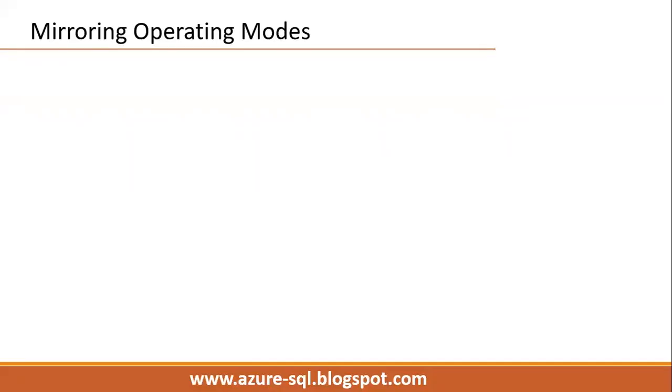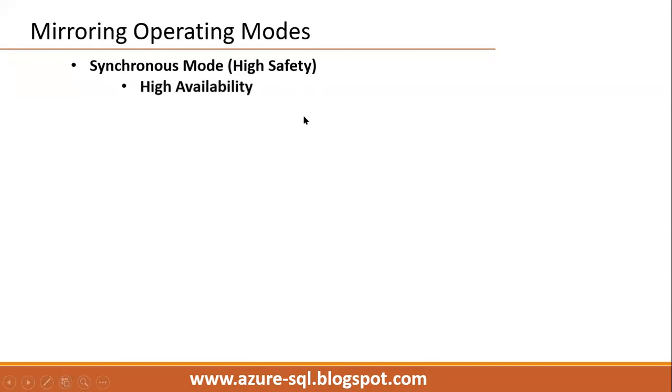Yes, welcome back. We'll go to the next topic, mirroring operating modes. We'll see internally how the mirroring is working. Remember, in case of mirroring, we have two operating modes, synchronous and asynchronous. The first one is the synchronous operating mode, which is also called high safety mode. High safety means, indirectly, there is no data loss.